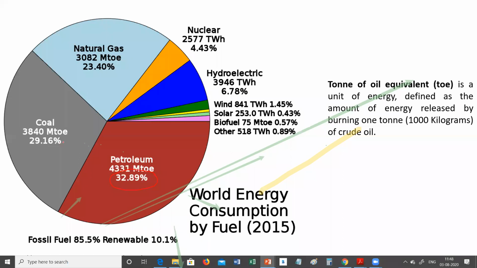After that, coal is 29.16%. Most of the coal is for the generation of electricity. Natural gas is used for residential purposes; we use it for cooking. After that, nuclear is 4.43%, hydroelectric is 6.78%, wind is just 1.45%, solar is 0.43, biofuel is 0.57, and others are 0.80.